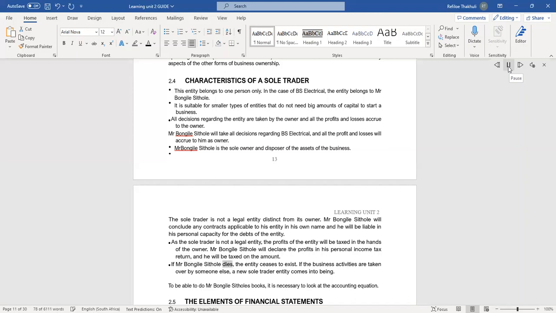If Mr. Bongil Sithole dies, the entity ceases to exist. If the business activities are taken over by someone else, a new sole trader entity comes into being. To be able to do Mr. Bongil Sithole's books, it is necessary to look at the accounting equation. 2.5 The elements of financial statements.